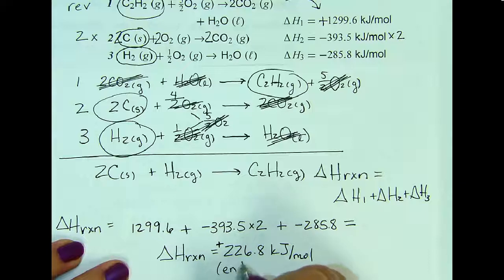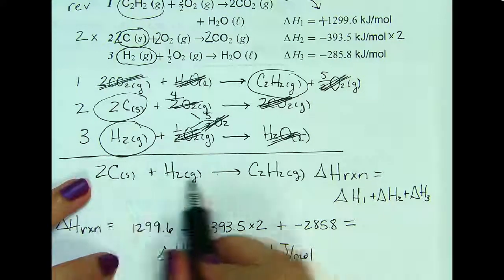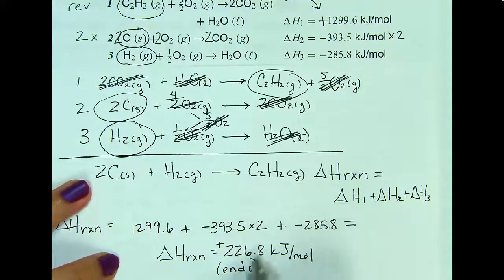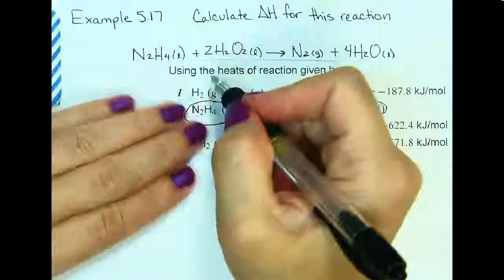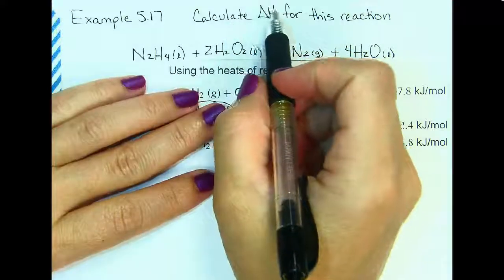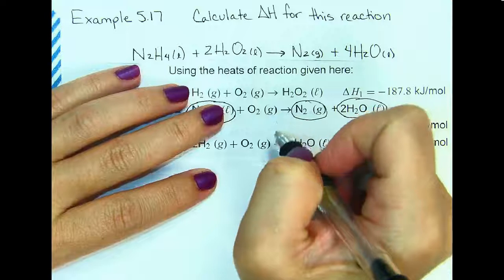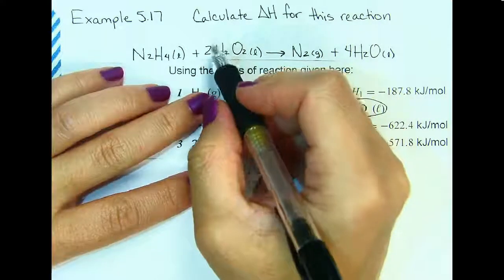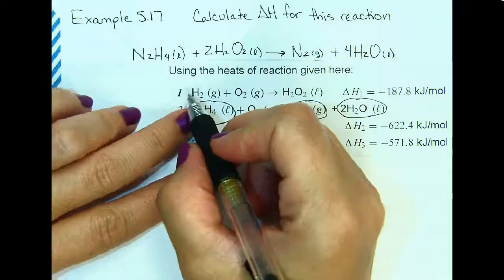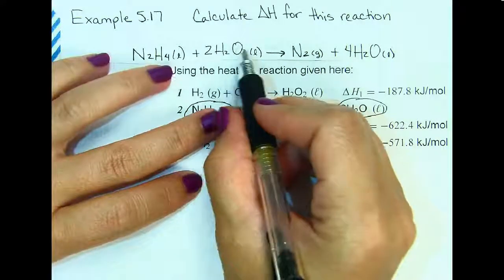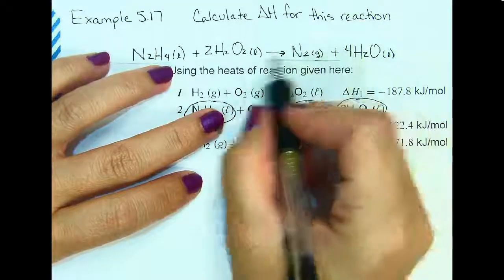Remember that positive delta H means that it is an endothermic reaction. And so this final reaction right here is going to overall be endothermic. Example 5.17, we're going to calculate the delta H for this reaction right here using the heats of reactions given below. So first, I'll look at equation number 1, and I'm going to find what does it have in common with my final equation up here.